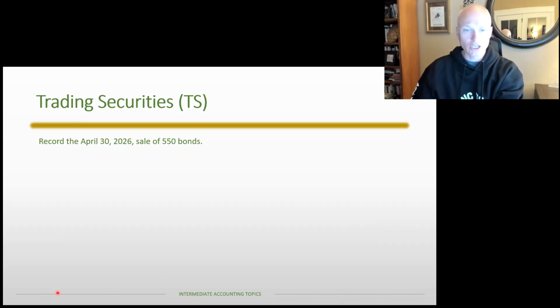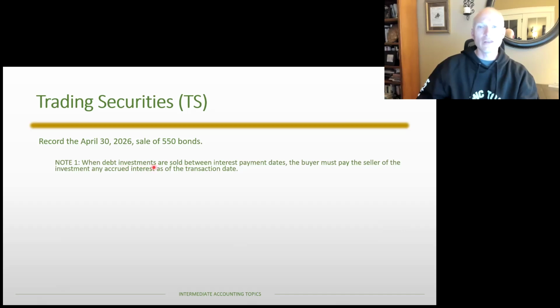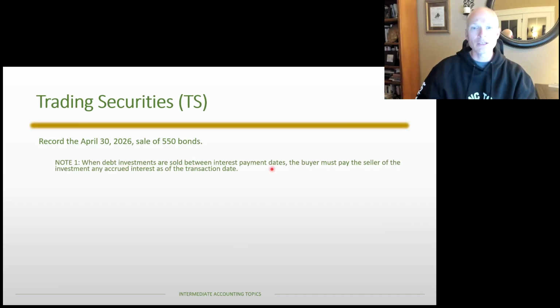A couple things just as a reminder. First of all, whenever a debt investment is sold in between interest payment dates, the buyer must pay the seller of the investment any accrued interest as of the transaction date. So those bonds are accruing interest, and in this case, they would have paid interest on December 31st, 2025. When I sell them, the buyer of those bonds does have to pay me for the interest that accrued between January 1st and April 30th, 2026. And so there's a contractual amount of interest that I'm going to be paid as part of the transaction.